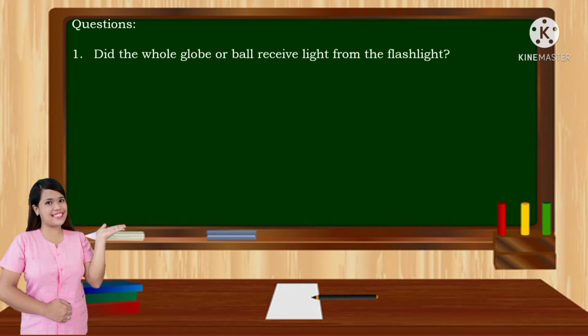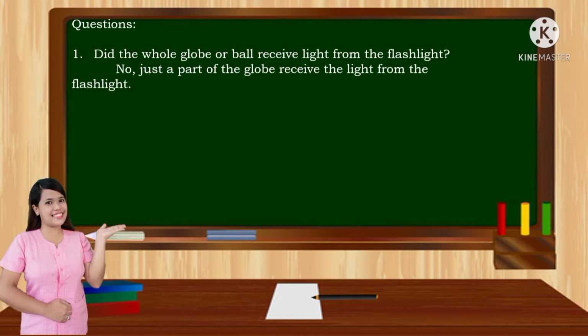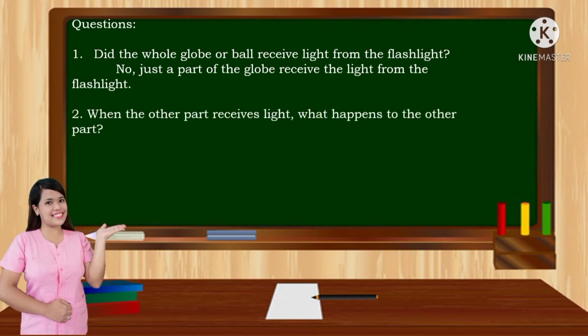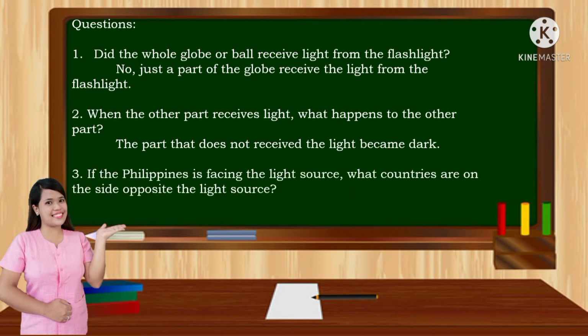Number 1. Did the whole globe or ball receive light from the flashlight? No, just a part of the globe received the light from the flashlight. 2. When the other part receives light, what happens to the other part? Correct. The part that does not receive the light became dark. If the Philippines is facing the light source, what countries are on the side opposite the light source?